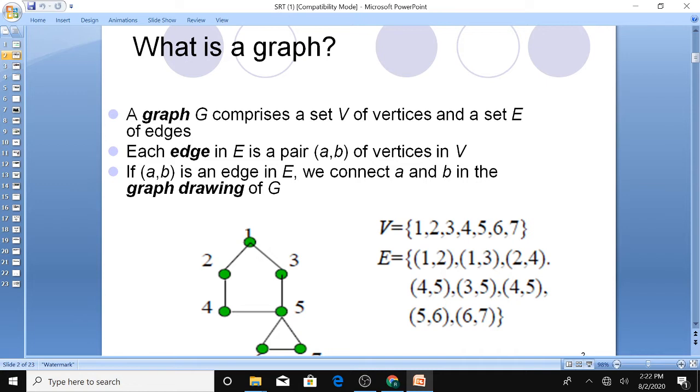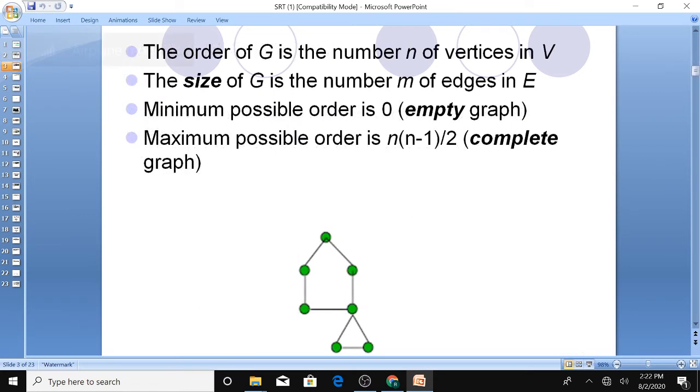So they are kept in the vertex set, and edges 1-2, 1-3, 2-4, 4-5, 3-5, 4-5, 5-6 and 6-7 are the edges. Since there is no edge joining 2 and 3, it is not included in the edge set. Let us move to the order and size of the graph.